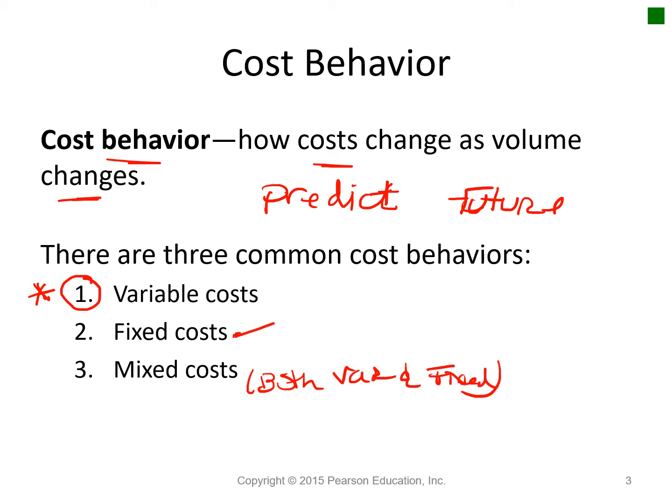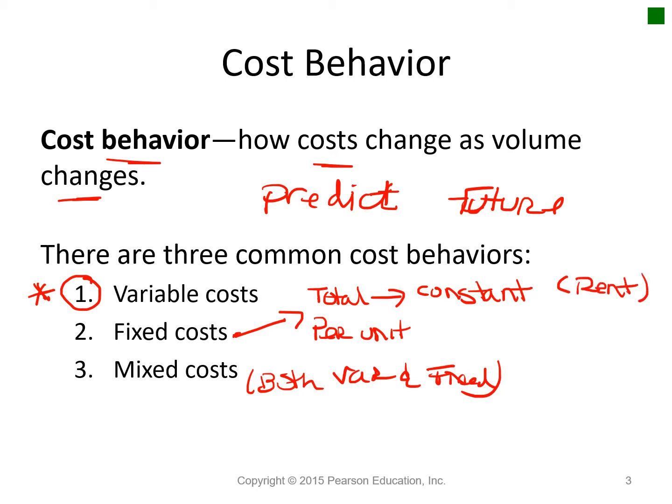Now, regarding your fixed cost, before we get to variable, there's two ways to really look at a fixed cost. You have what's called a total fixed cost, and you also have a per unit fixed cost. A total fixed cost is a cost that, as it relates to volume changes, is constant. This is basically like your rent. Rent is fixed within 6 months.